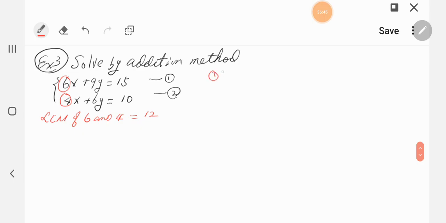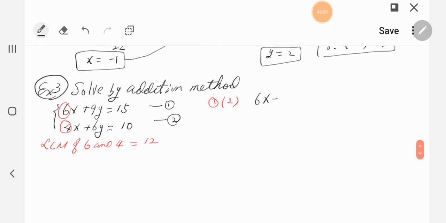So why don't we multiply the first equation by 2? So it will be positive 12, right? So I'm going to multiply the first equation by 2. And then multiply the second equation by... the coefficient of x should be negative 12 because we have positive 12 from the first equation. So multiply the second equation by negative 3. So 4 times 3 is 12. So we want negative 12, so minus 3. The second equation is 4x plus 6y is equal to 10. So multiply the second equation by negative 3.